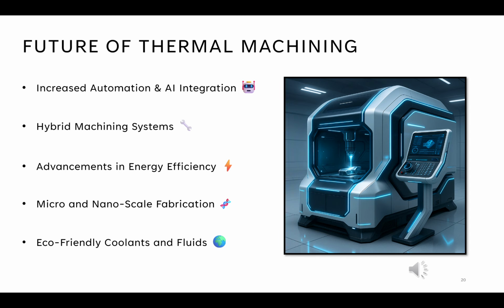Another key focus is on sustainability. Companies are moving toward low-energy lasers, eco-friendly dielectric fluids, and emission control systems. At the same time, miniaturization is expanding. Thermal machining is being pushed into the micro and nanoscale, especially for things like biomedical stents, sensors, and microfluidic devices. And of course, with Industry 4.0, thermal machines are becoming smarter, using cloud connectivity and sensors for predictive maintenance and system optimization.